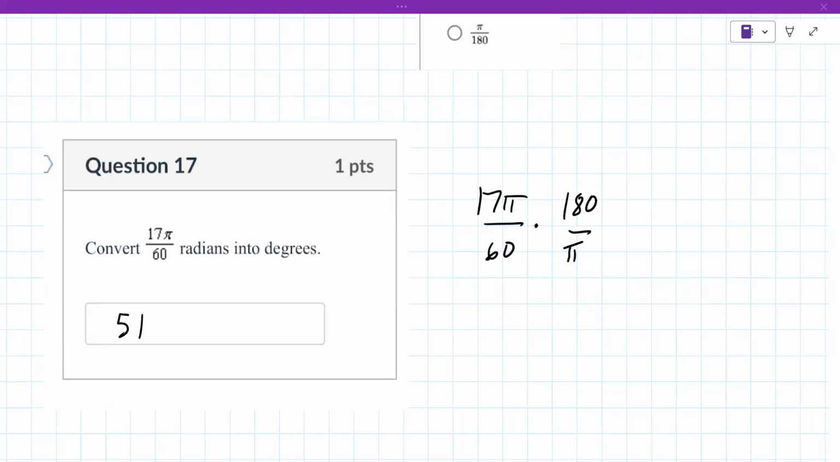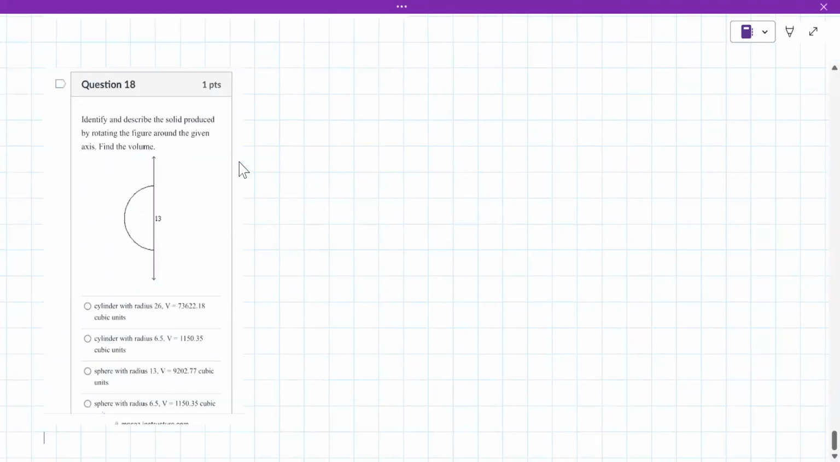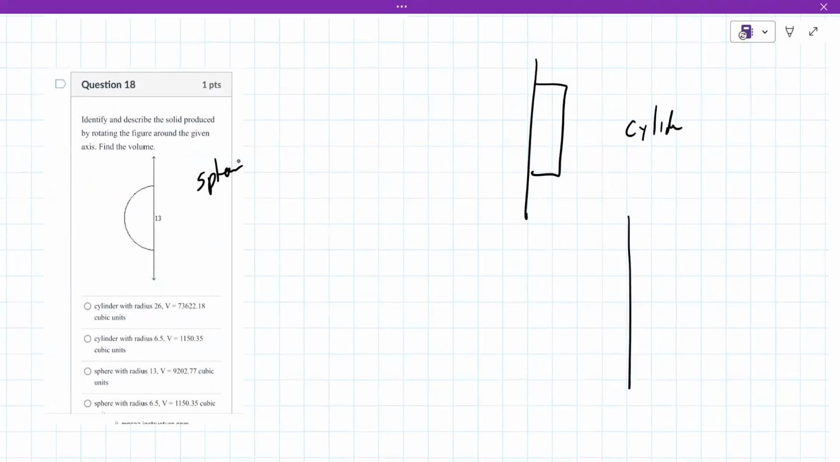Where's 18? There it is. All right. So there are 3 types of solids that we could talk about with the rotation. This one ends up being a sphere, but I want to show you the other ones. If it's a rectangle, that becomes a cylinder. And if it's a triangle, it becomes a cone. Those could reasonably be on a test, I suppose. Now this one for sure is a sphere.